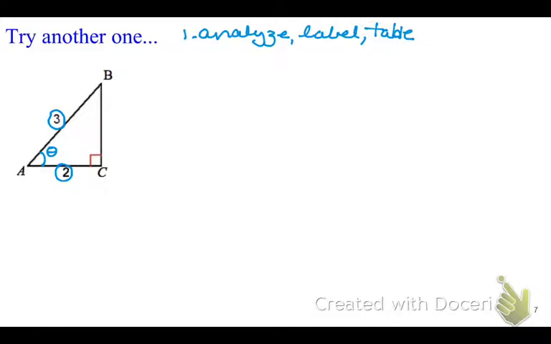We know that this is going to be the opposite of theta. This here is going to be the hypotenuse because it's across from the 90 degrees. And this one is going to be the adjacent. So we've got everything. We have labeled it all, and we know what 6 things we need to find. So let's do our sides first. We already have 2 of them, so we just need to find the third.